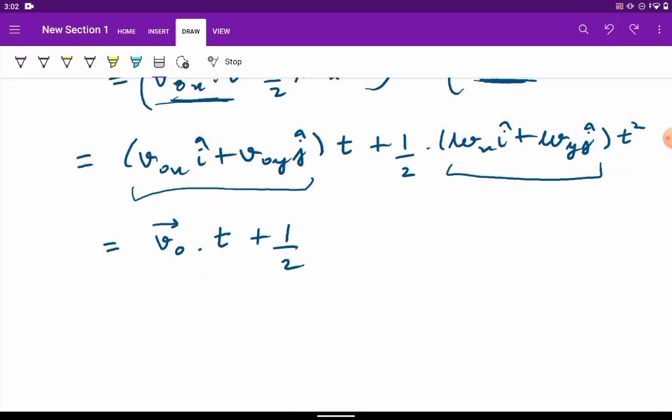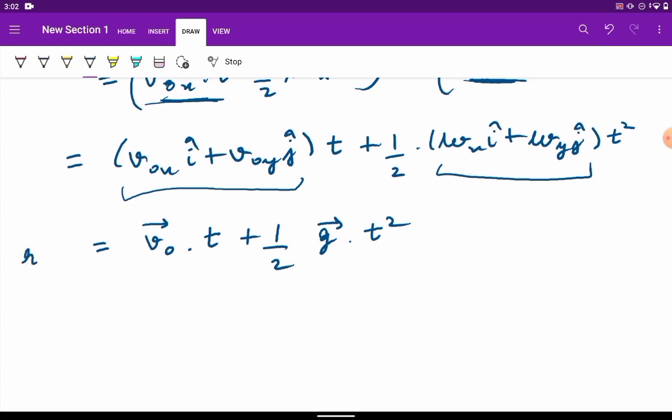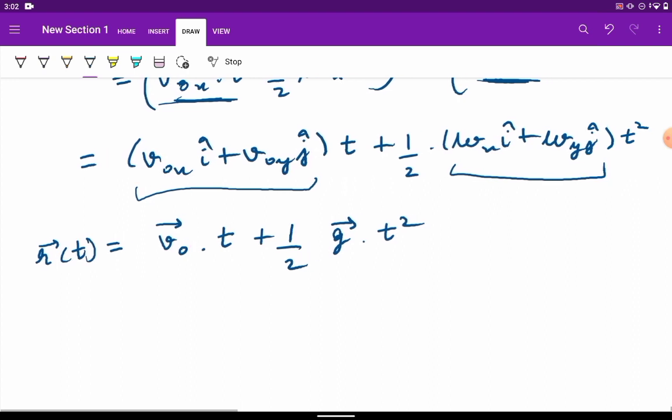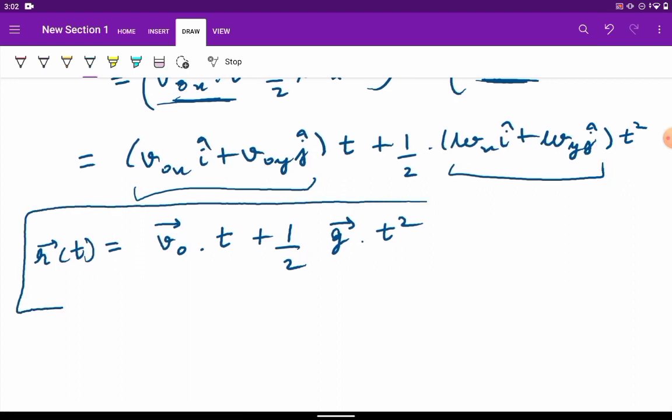the g vector, right, half g times, of course, t square. So this is your r as a function of t. So the first part is done, simple.